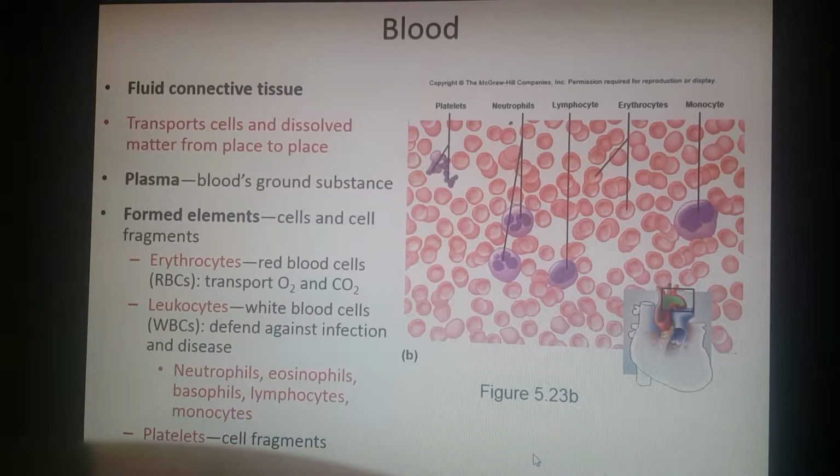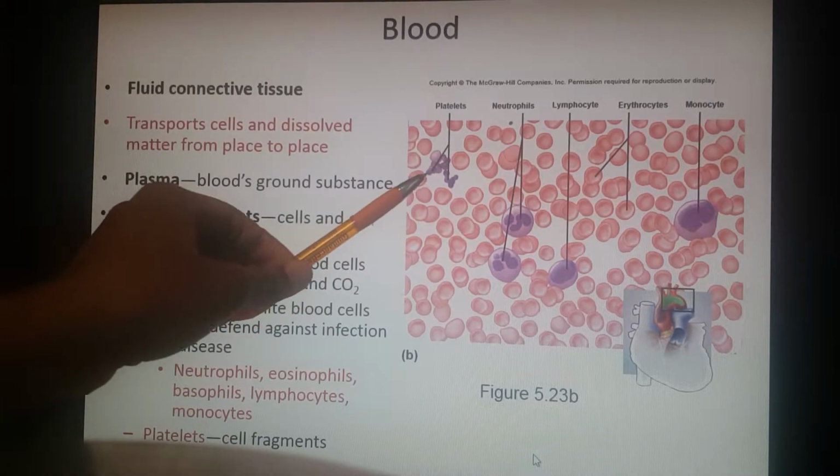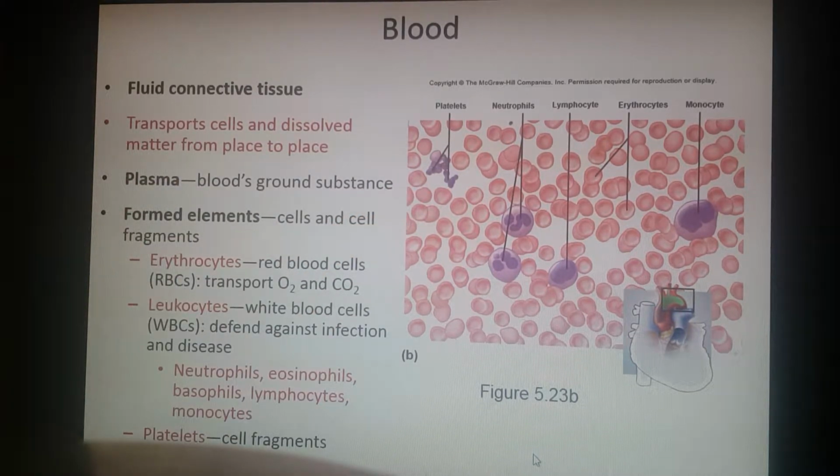Okay, so the last formed elements are our platelets. They're not whole cells, they're actually fragments off of a cell. And these platelets, very small, and their job is to help with clotting of your blood vessels.